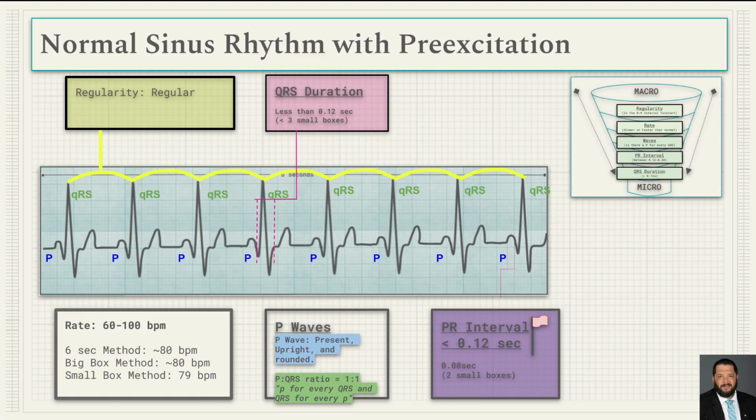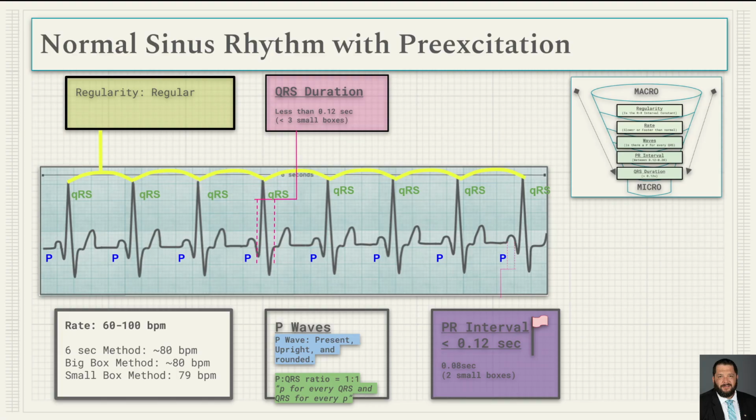Normal sinus rhythms with shortened PR intervals are considered pre-excitation syndromes. So as you can see here, we have an otherwise normal sinus rhythm, completely regular. Our QRS duration is less than 0.12. Our rate is between 60 to 100. Our P waves are upright, rounded, and present and exist in a ratio of 1-to-1 with our QRS complex, but our PR interval is shortened. This is noted as pre-excitation syndrome.